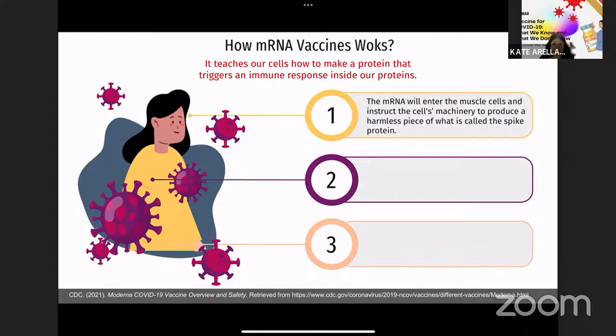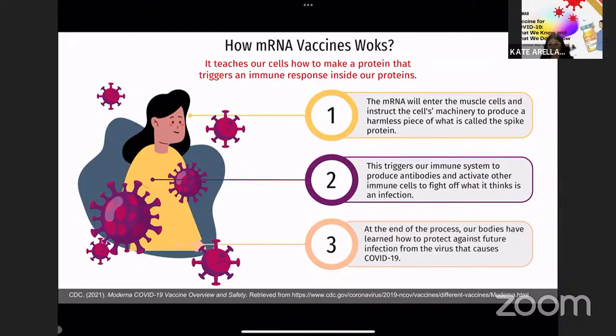Next, our cells display the spike protein piece on their surface. Our immune system recognizes that the protein doesn't belong there. This triggers our immune system to produce antibodies and activate other immune cells to fight off what it thinks is an infection. This is what your body might do to fight off the infection if you got sick with COVID-19. Lastly, at the end of the process, our bodies have learned how to protect against future infection from the virus that causes COVID-19. So that's it. I hope you understood how mRNA vaccines work.